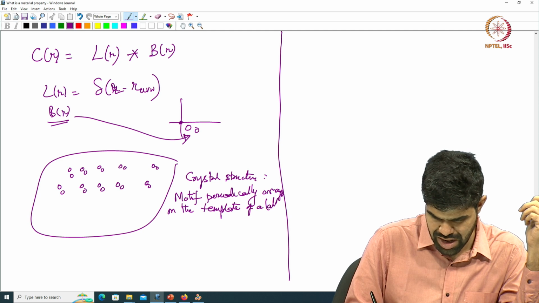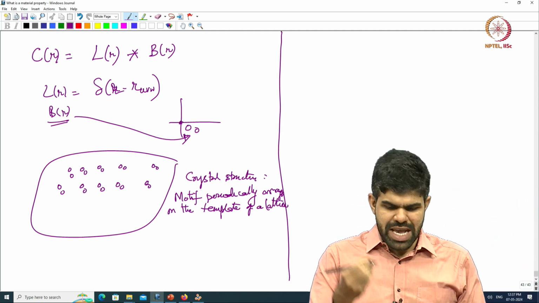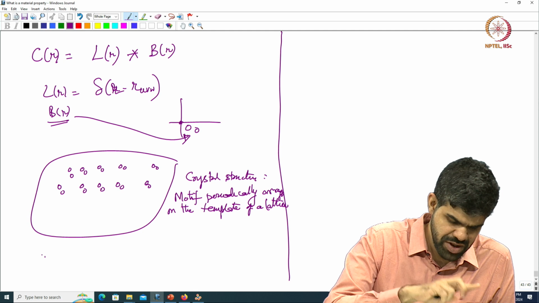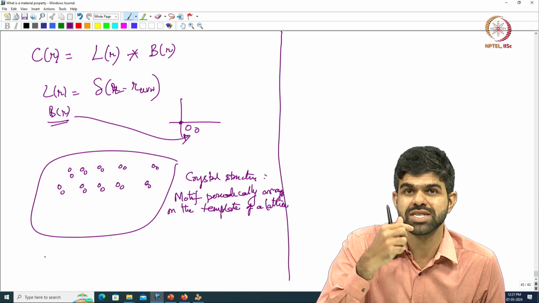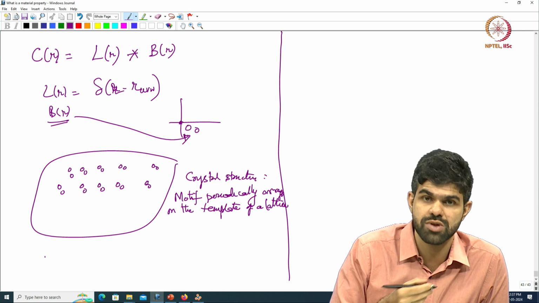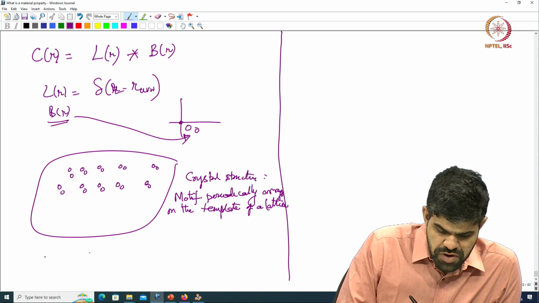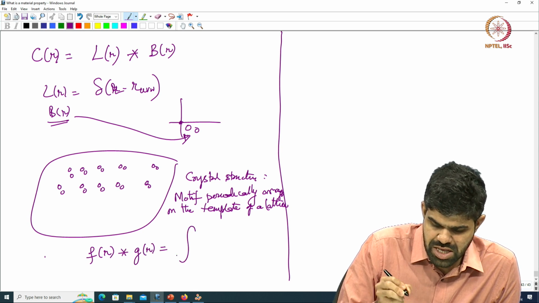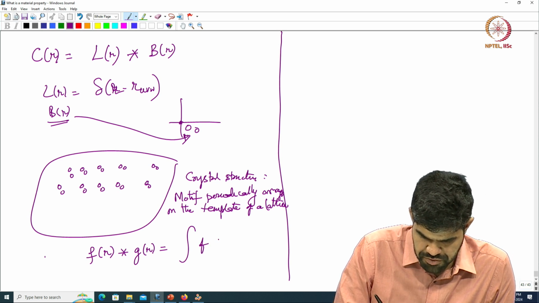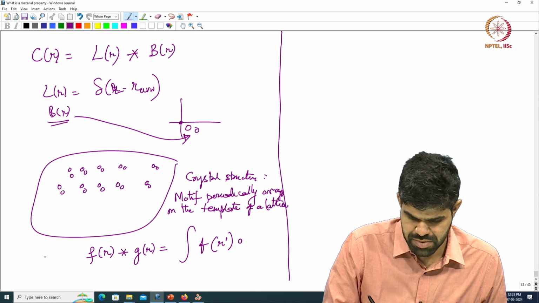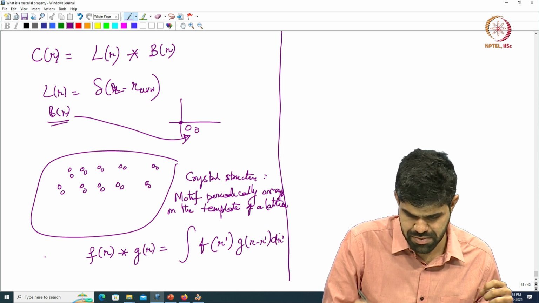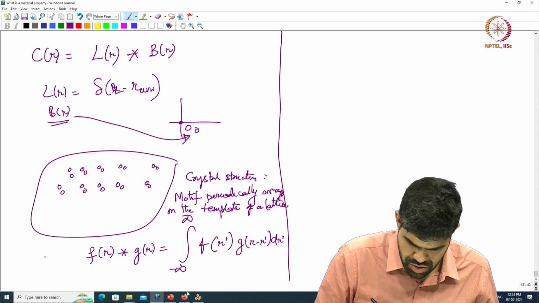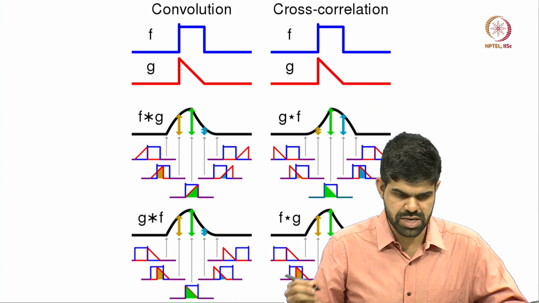Now, since I use the word convolution, it is important to define what convolution is. We will come back to convolution later on when we are looking at properties in the time domain. But two functions, f of r convolved with g of r, this operation is nothing but the integral of f of r prime times g of r minus r prime, d r prime, where r prime goes from minus infinity to plus infinity. So, what does it mean essentially? I will just show you in this presentation.